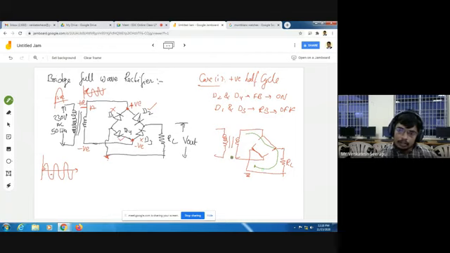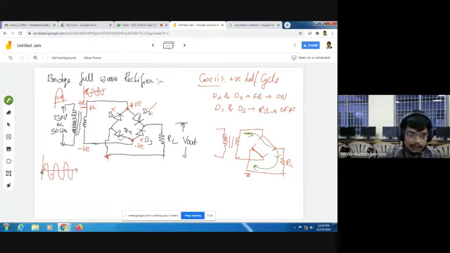Now whenever D1 and D3 are in off condition and D2 and D4 are in on condition, current flows. Here I am applying a positive half cycle, so current flows through the resistance from up to down. In this direction current flows through the resistor. So whenever current flows through the load resistance, it develops an output voltage. So we are getting an output voltage in this condition.